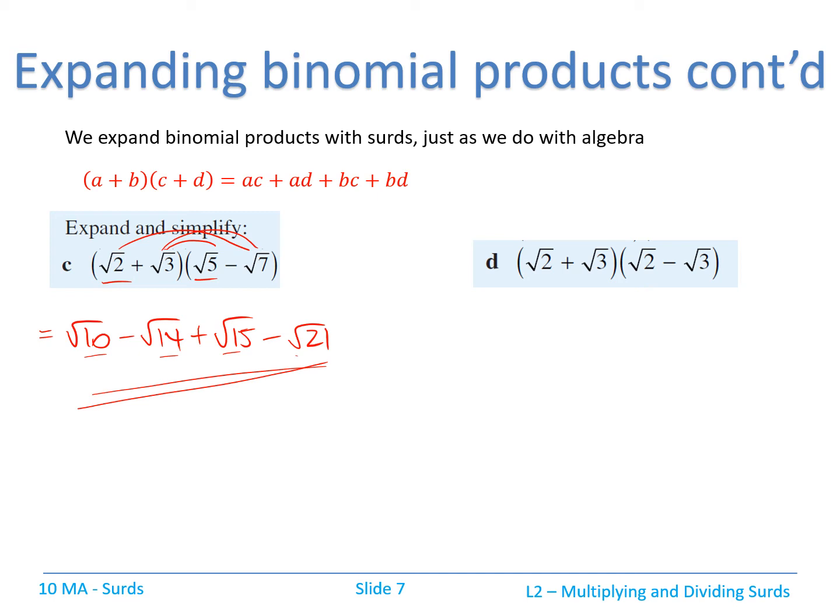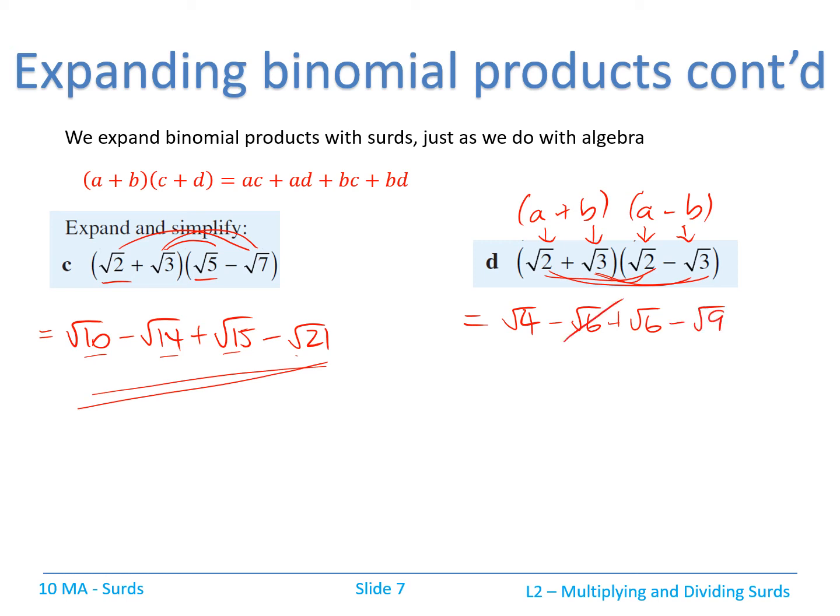Here, if you think about this in terms of algebra, I get A plus B, A minus B, because these terms are exactly the same. So this is a difference of two squares. Now let's have a look at what happens when there's a surd and a difference of two squares. So root 2 times root 2 is root 4. Then I'm going to get minus root 6, then plus root 6, and then I'm going to have root 3 times negative root 3, which is negative root 9.